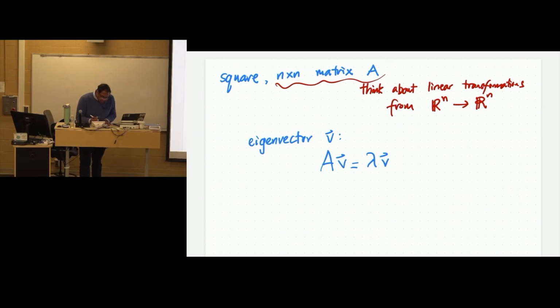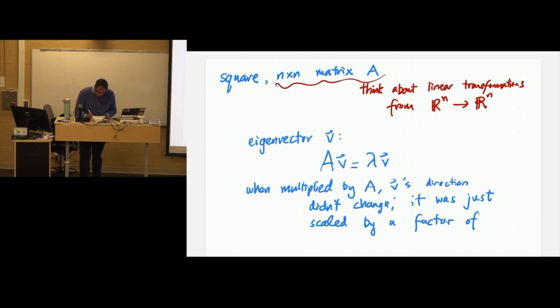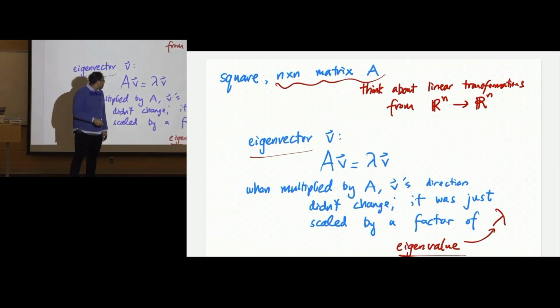So the English language definition of an eigenvector is that when multiplied by A, V's direction didn't change. It was just scaled by a factor of lambda, which is the corresponding eigenvalue. Okay? So eigenvalues and eigenvectors come in pairs. With an eigenvector, there is a corresponding eigenvalue.